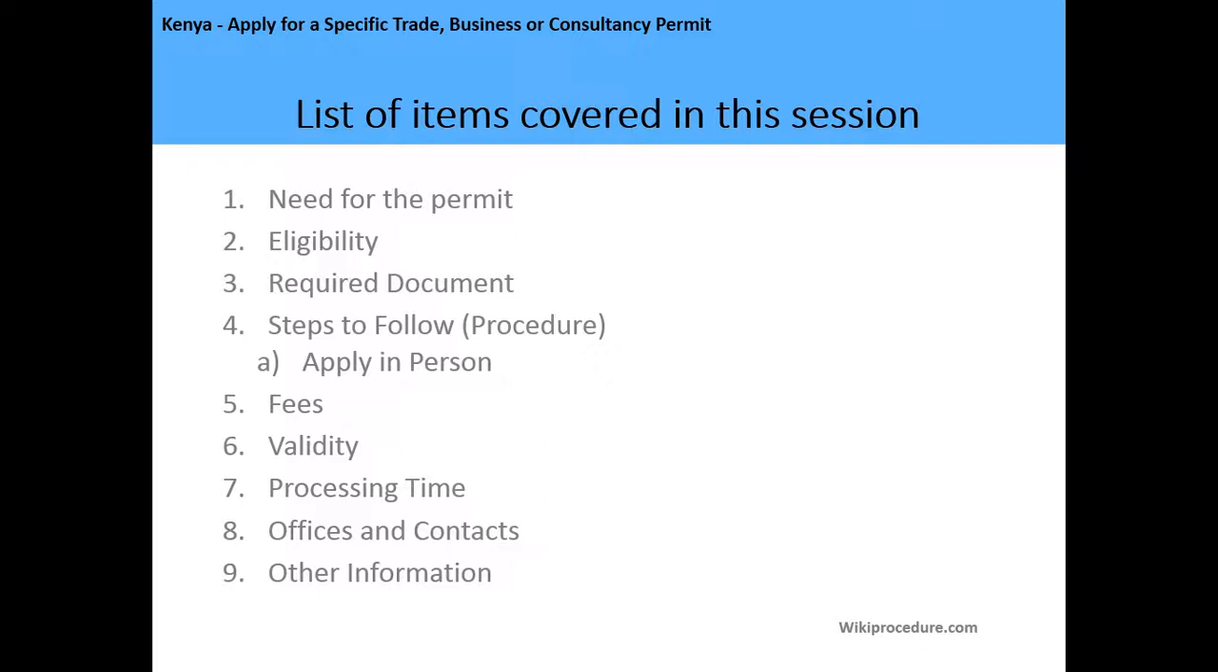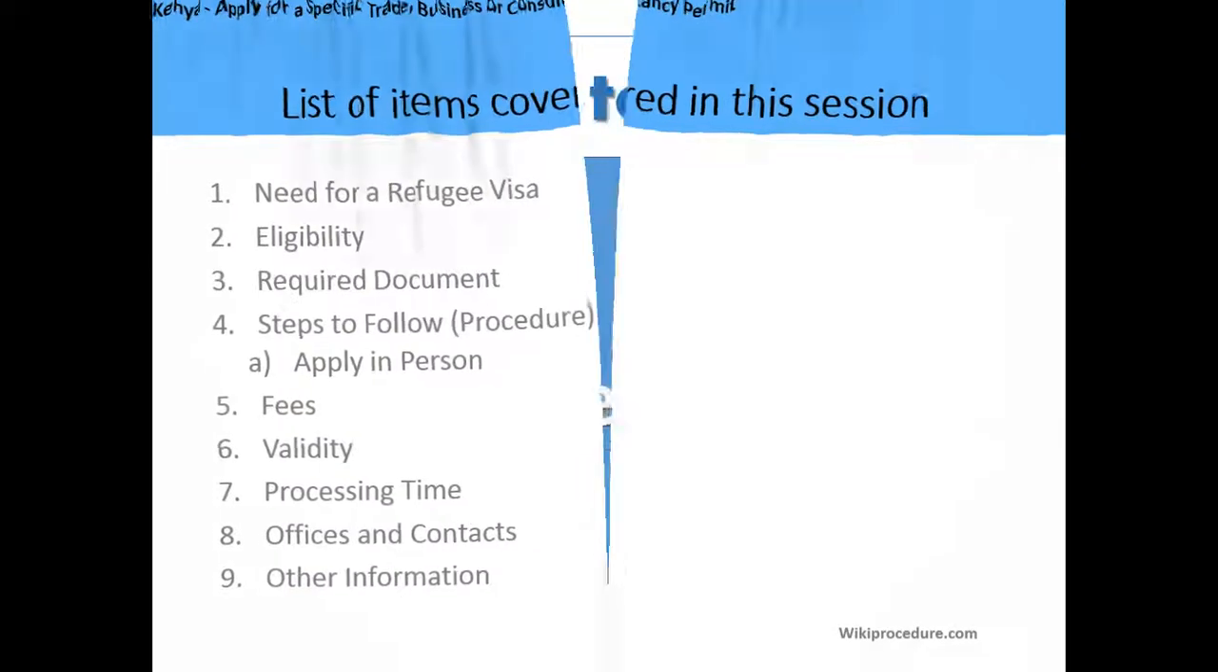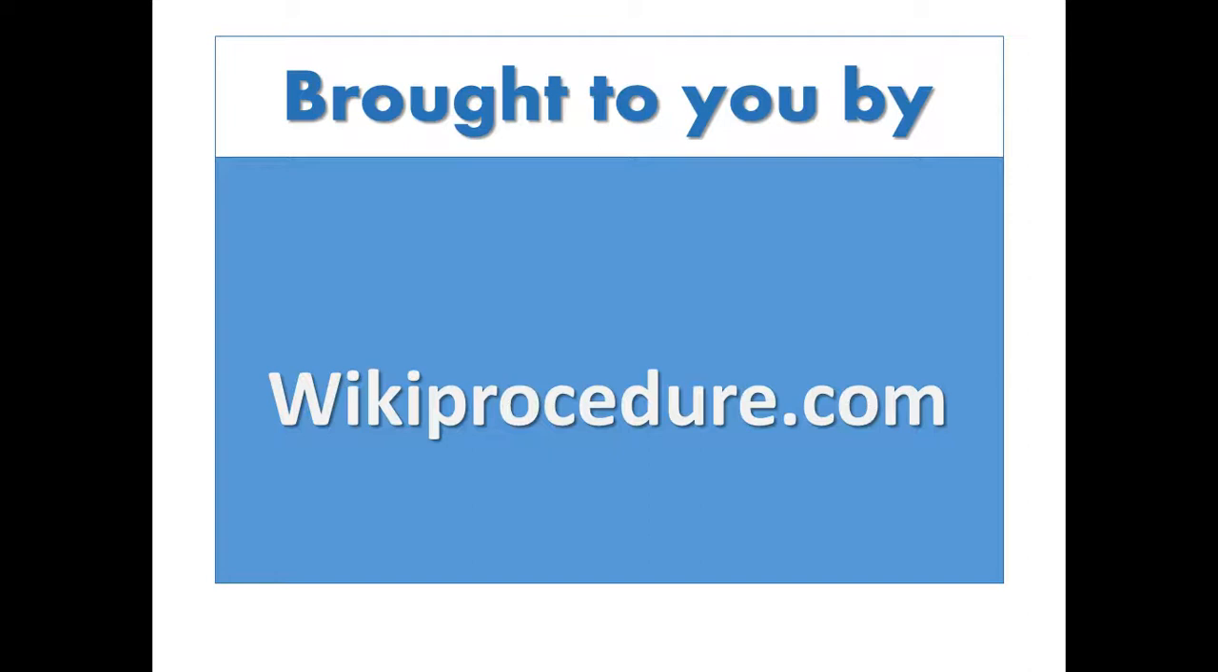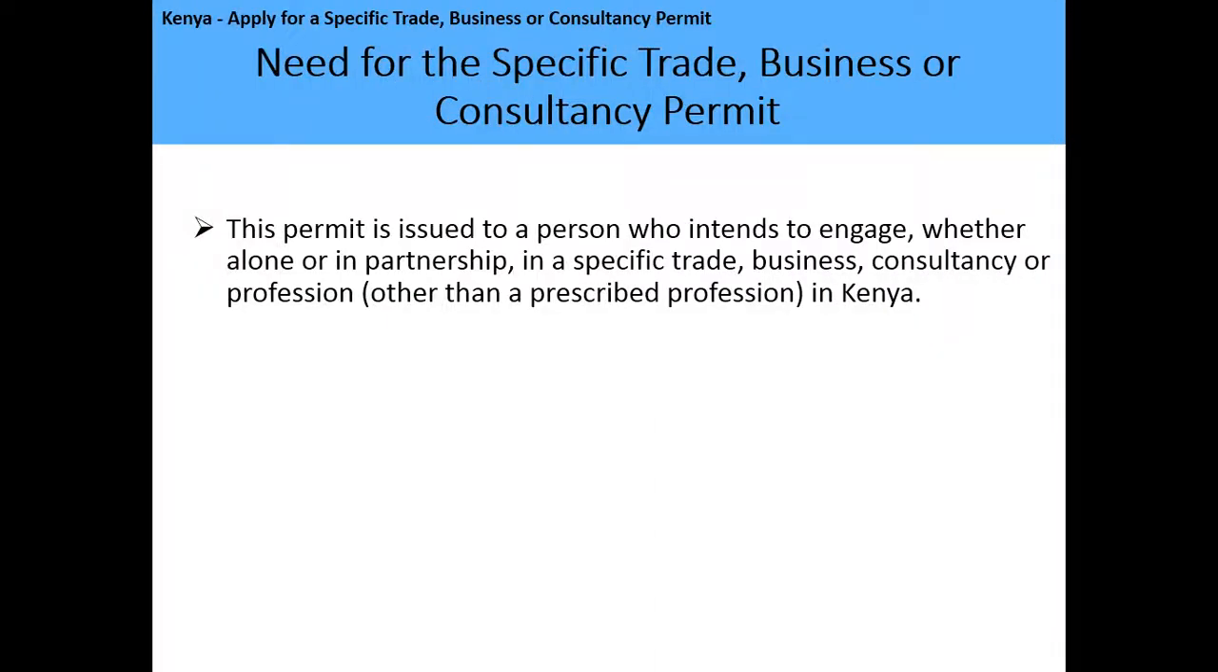The list of items which we're going to cover in this session include the need for the permit, which is the specific trade, business or consultancy permit, the eligibility criteria, the required documents, steps to follow in making the application, the fees, validity period, processing time, office location and contact information, and any other information that we may find relevant to make our applications. And this presentation is brought to you by wikiprocedure.com. So let's see the need for the specific trade, business or consultancy permit.